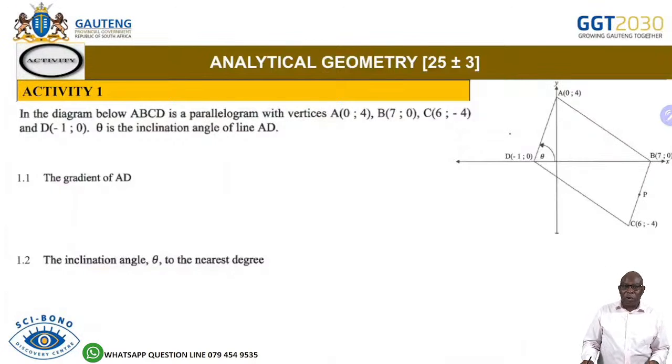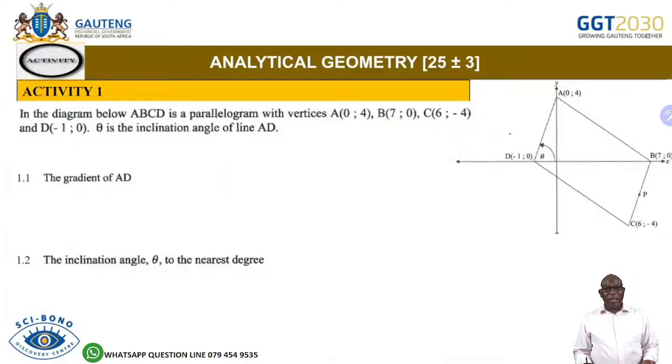Okay, let's now get to the questions and try to get solutions to these questions. Right now, the first activity here talks to analytical geometry, which is plus minus 25 marks. I did not put marks in here, right? But let's look at this question.